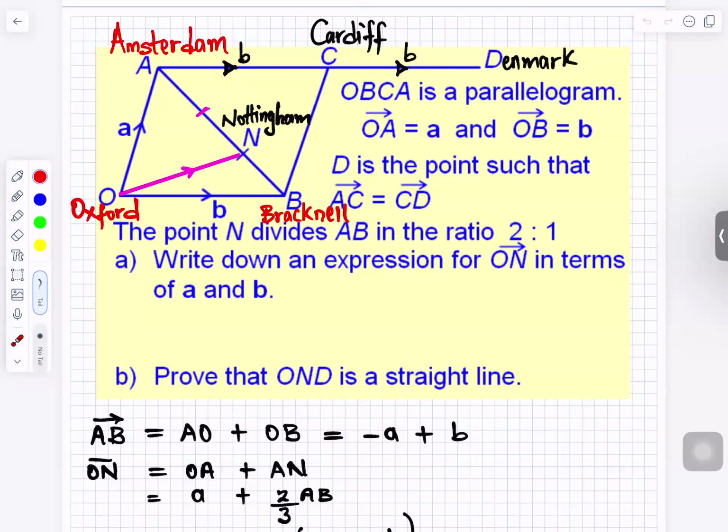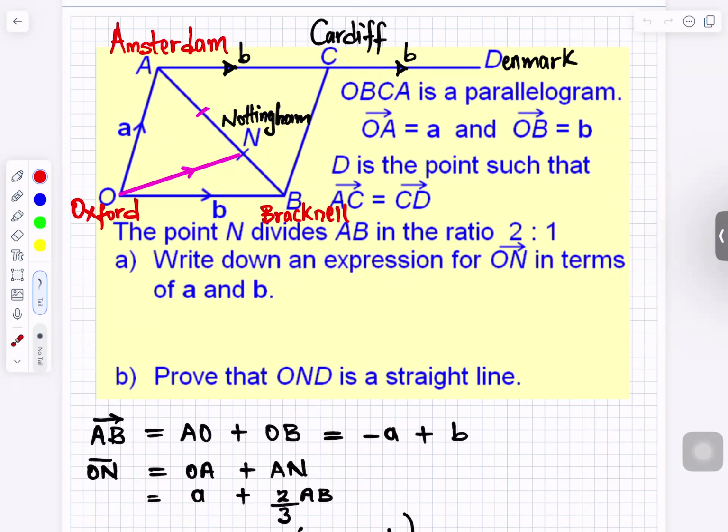Okay, welcome back. I look at the question as OA. So I take O as Oxford and take A as Amsterdam. So to go from Oxford to Amsterdam, I follow this route A. To go from Oxford to Bracknell, I take B for Bracknell. To go from Oxford to Bracknell, I follow route B. That's the way I think of it.